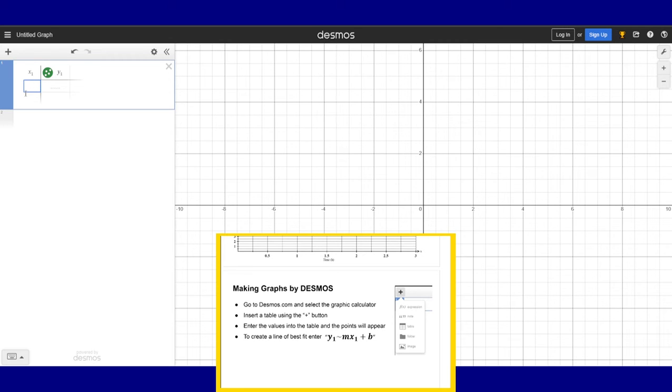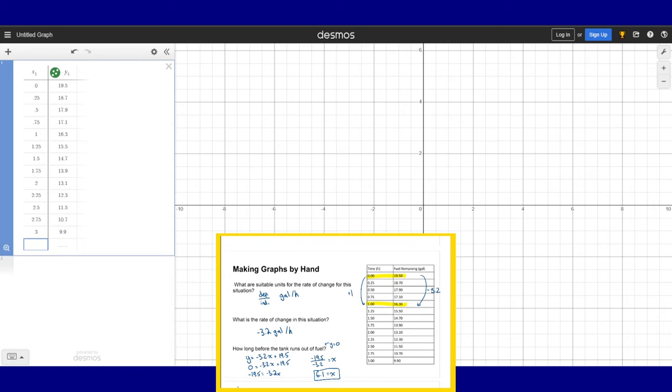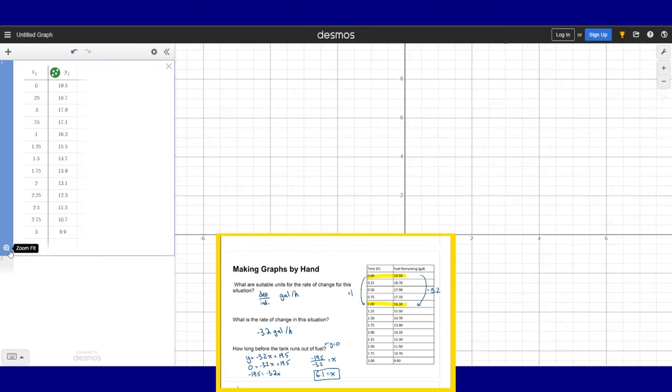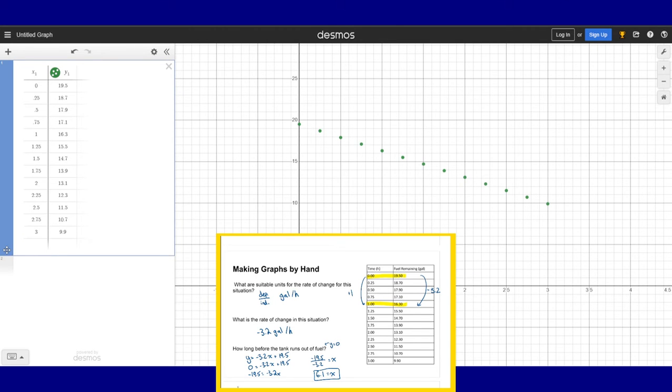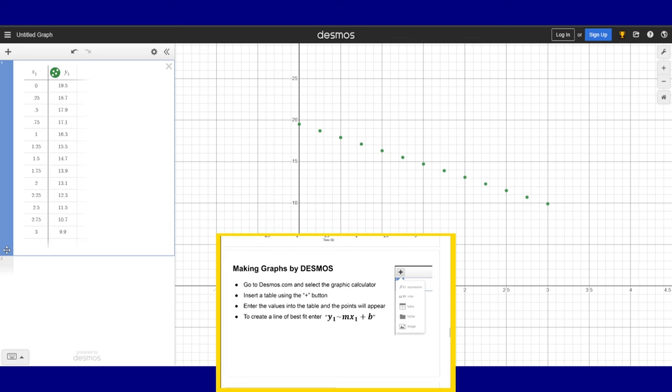So with the magic of technology, we now have a completed table. We don't see the dots on the graph because, again, the values are a little bit too high for our scale. But if we click on this little magnifying glass down here that says zoom fit, now we see our points. Our points give us the actual graph. We've created our points, essentially what we just did by hand.